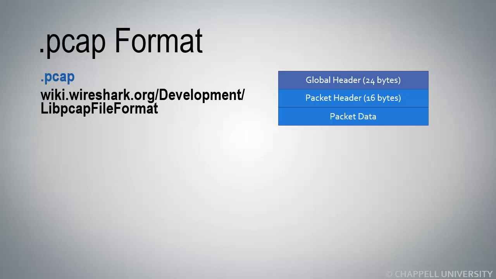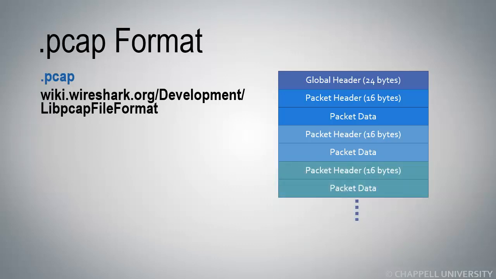If this trace file only has one packet in it, we will simply have the global header, one packet header, and one bit of packet data. As each additional packet is added to the trace file, we see an additional packet header and packet data. And it continues this way for all the packets in the trace file.